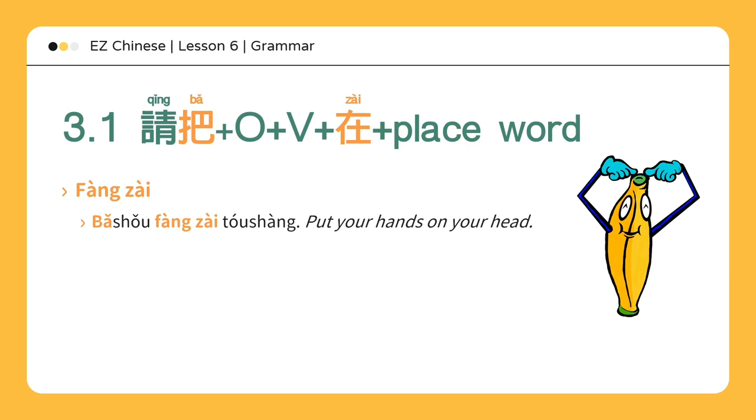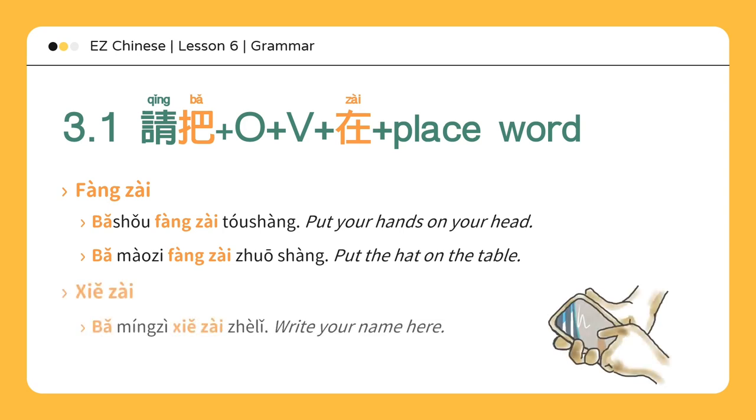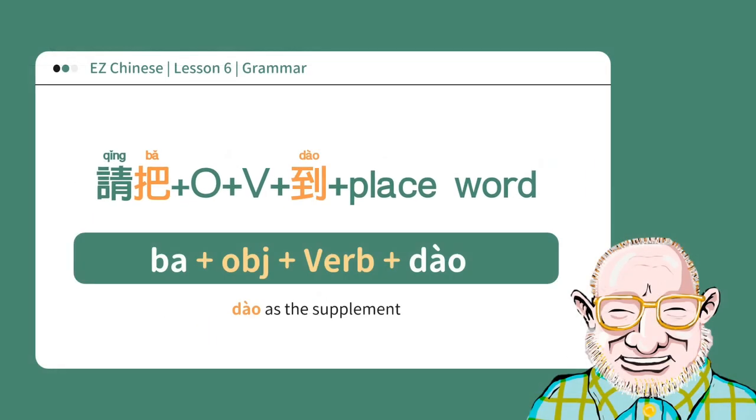Put your hands on your head. Ba mao zi fang zai zhuo shang. Put the hat on the table. 把名字写在这里。Write your name here. Express the change of spatial location by using dao as the supplement.